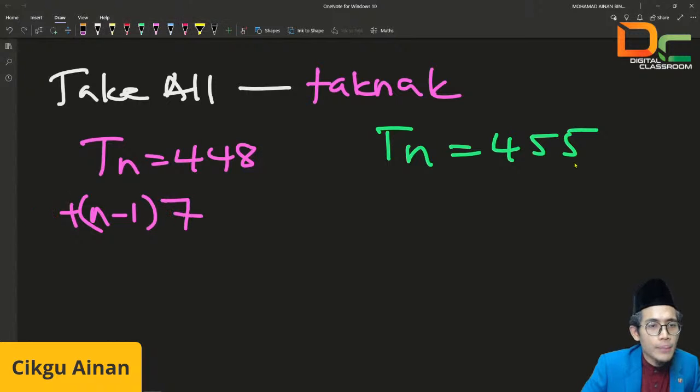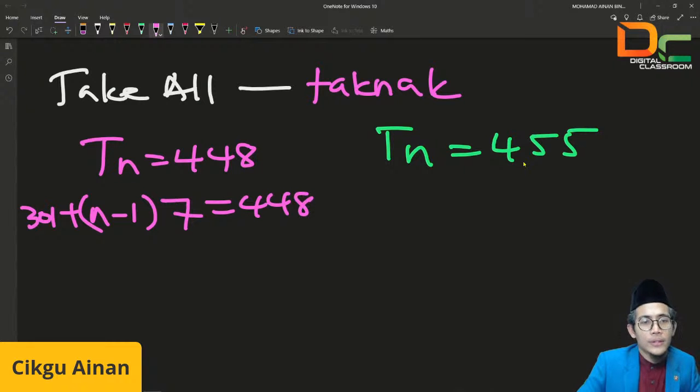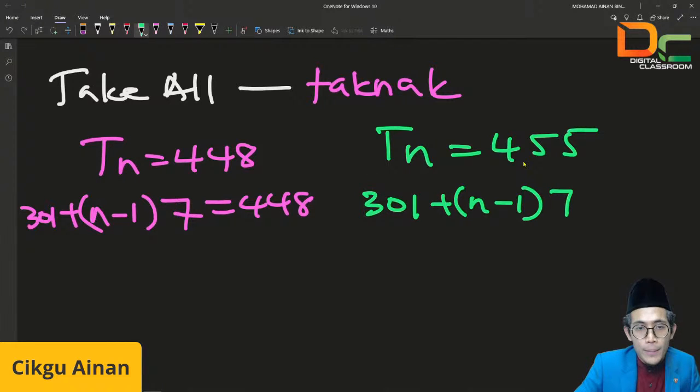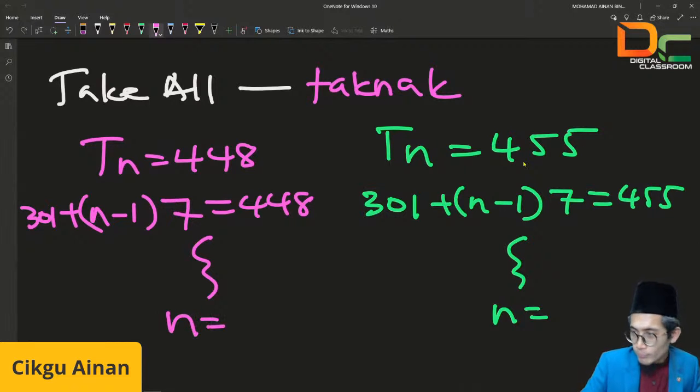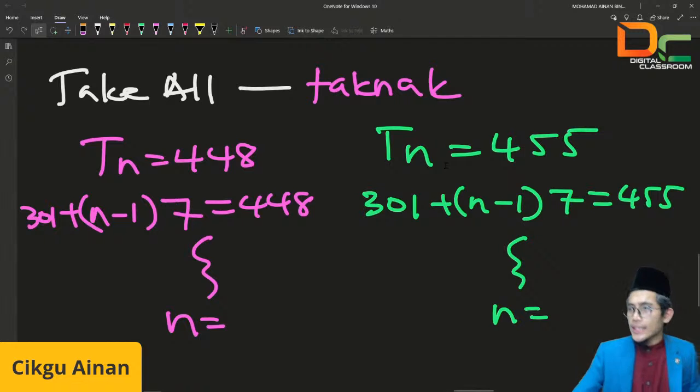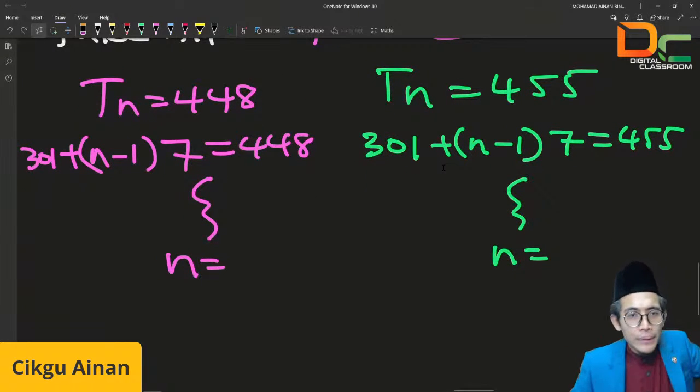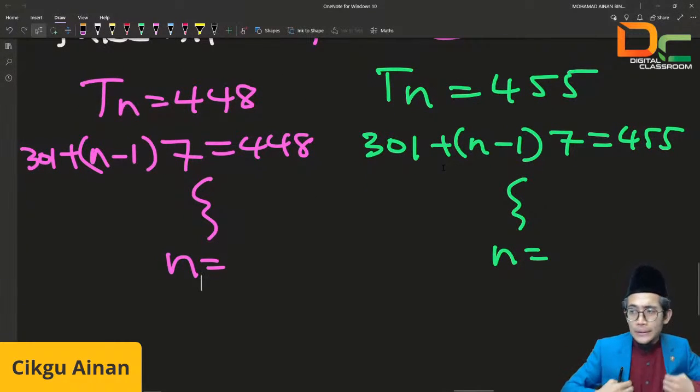This one 7. A berapa tadi? A 301. 301, 448. Okay, so this one also the same thing. I got you 301 plus N minus 1 multiplied by 7 equals 455. So you calculate and you get what? This one pun tolong one of you tolong calculate and then find berapa? The pink one or the green one? Pink ke purple ni? Confused lah.